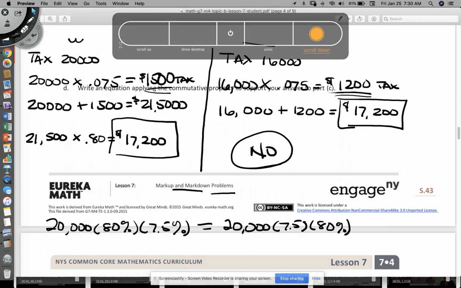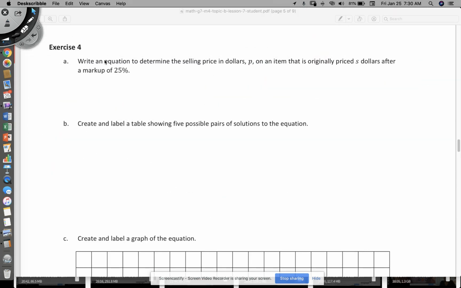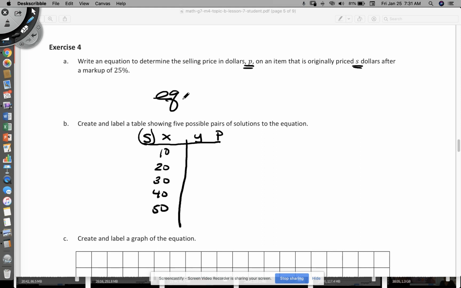All right. Now, this next section here is the side that I'm going to be grading, but I do want to help you out here with one thing. Your 5 possible pairs that you're going to pick, I would like everybody to pick the same pairs, and it's going to be 10, 20, 30, 40, and 50. Now, X is actually going to be your S, because they wanted you to use S up here. And Y is going to be the P, because they wanted you to use the P. So you're going to create an equation here, and then use that equation to solve for Y.